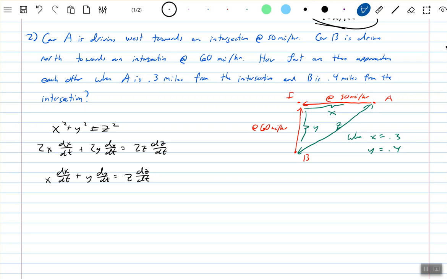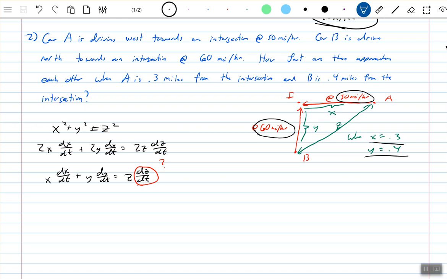Now what we need to do is first figure out which quantity we want to solve for. Well, we are talking about the rate of change between the cars A and B, or the rate of change of the variable z. So this is the one we wish to solve for. But to do that, that means we have to have all these other pieces of information. Do we have x? Yes. Do we have y? Yes. Do we have dx/dt? Yes. Do we have dy/dt? Also yes.